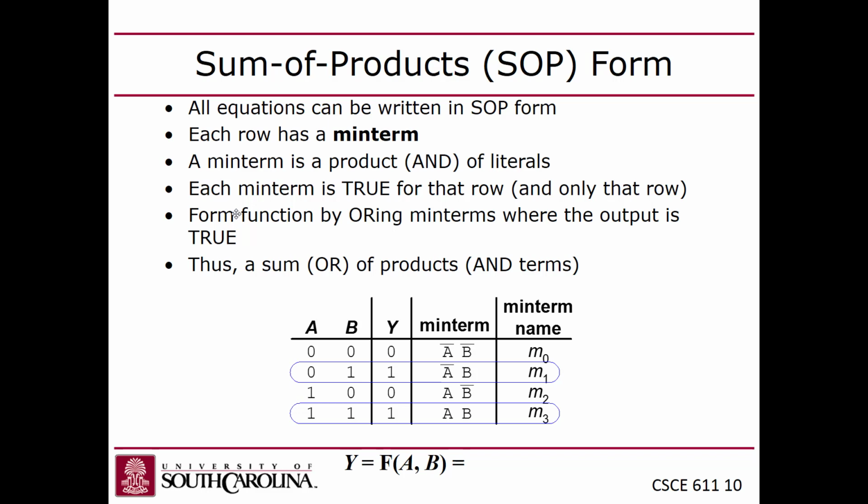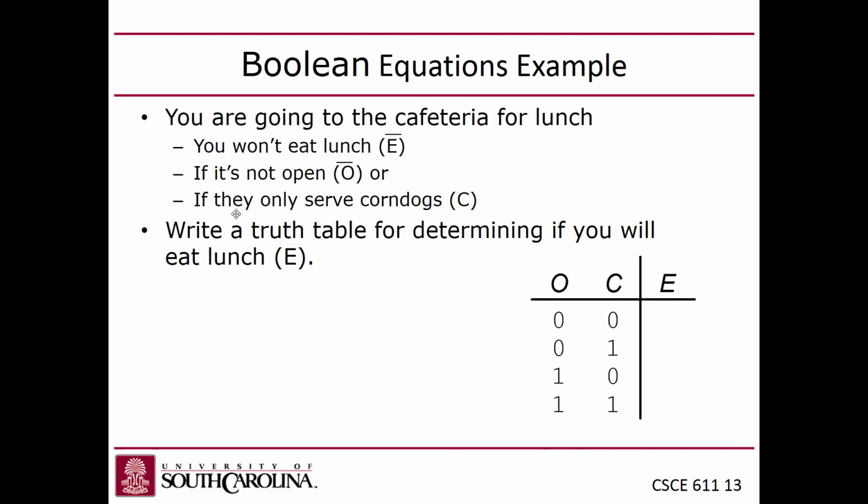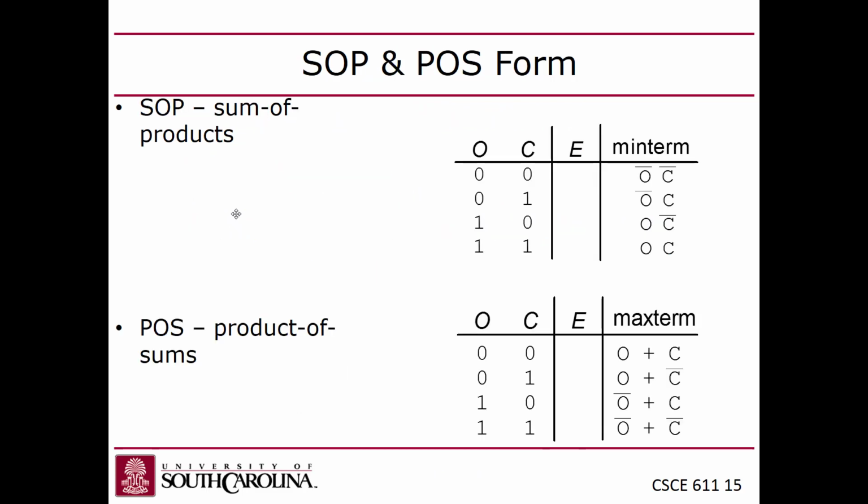Now, the problem is, what happens if the truth table has more 0 outputs than 1 outputs? Then it would be more efficient if we went through and put a sub-expression for each of the rows that have 0 output. You guys with me? If you do that, that's when you use maxterms.